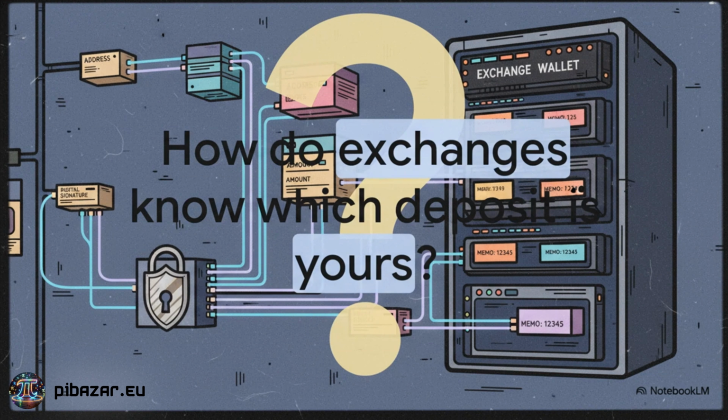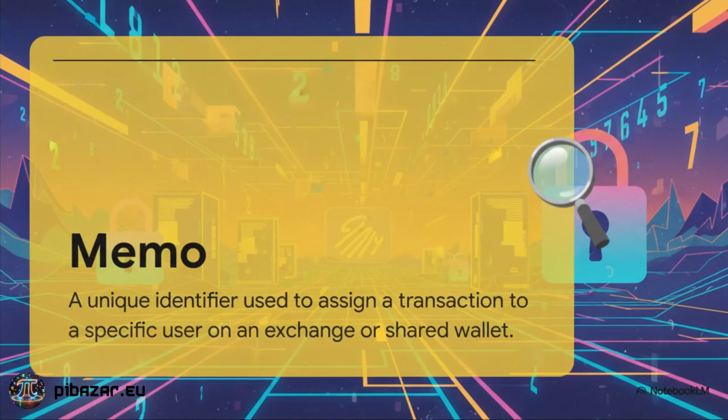I mean, just think about it from an exchange's point of view for a second. They might have one main deposit address for Pi, but they have thousands, maybe hundreds of thousands of users sending Pi to that one address every day. So how on earth do they know that the 199.99 Pi that just landed belongs to you and not somebody else? The answer is the memo.